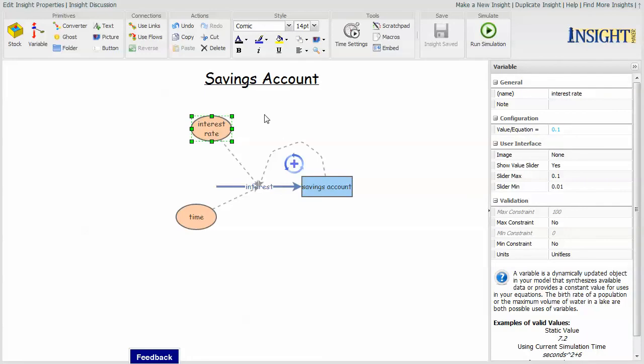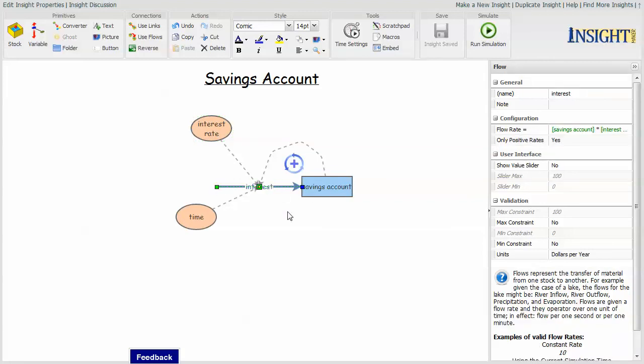The interest rate is unitless. It's just a multiplier used to multiply times the savings account. Though the interest rate has to be in dollars per year, because when the simulation runs, it has to integrate dollars per year to produce dollars.